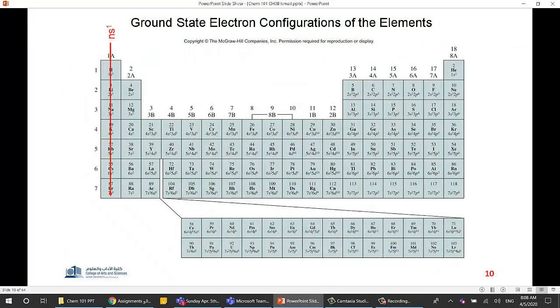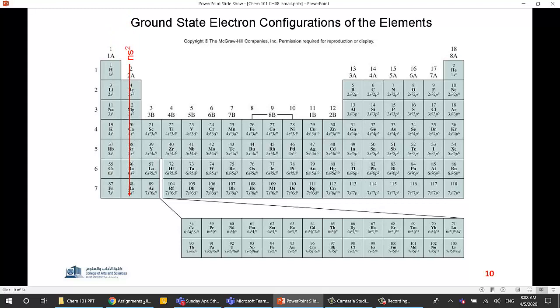So group 1, if you do the electronic configuration for them, like for lithium, it's 1s2 2s1. For sodium, you will also end up with 3s1, and for the element underneath it's 4s1. So they all have an s1 configuration. That's why they look all the same in their chemical properties.